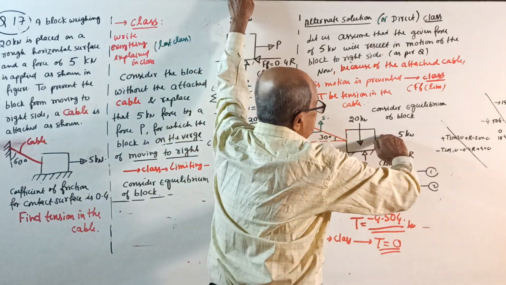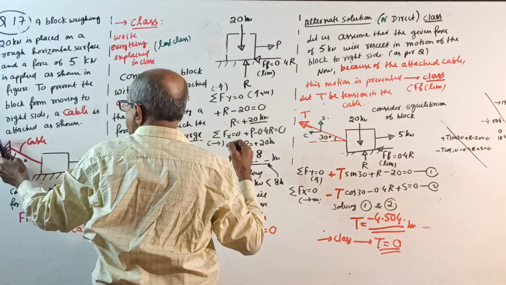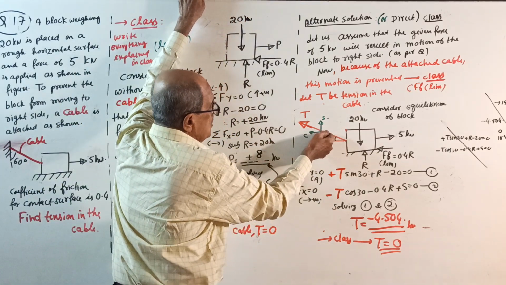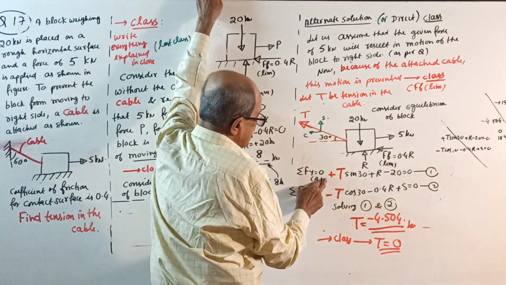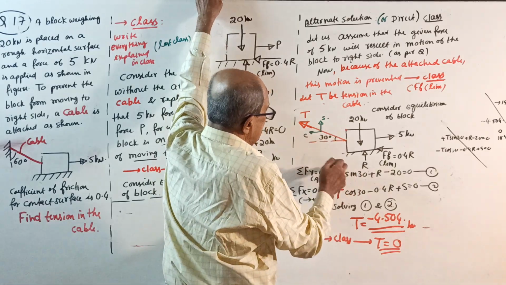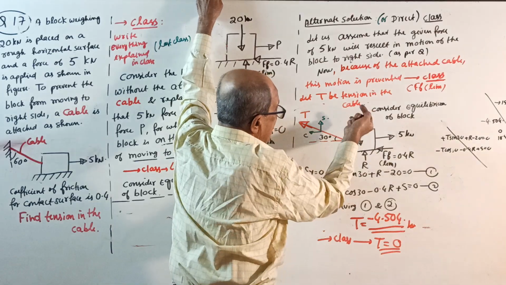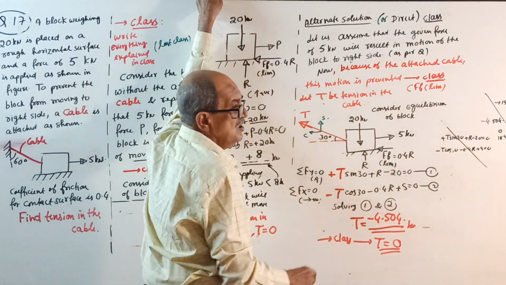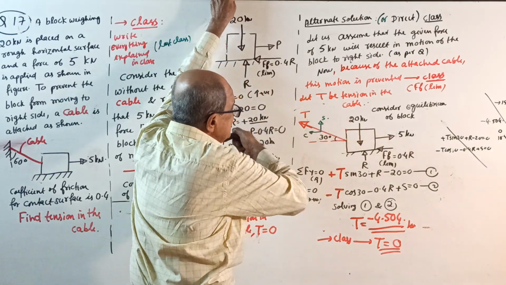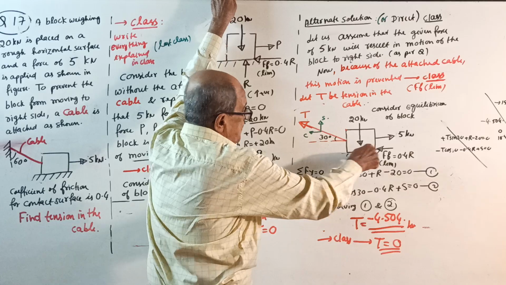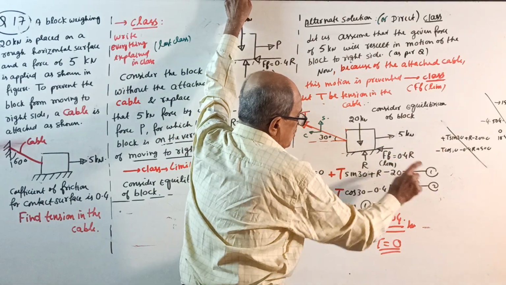Now, the equilibrium. Tension T, this is 60 degrees, which means 30 degrees here. Cos, sine. Everything is clear here. Start: sigma Fy equal to 0, taking upward positive. I will start from T. T sin 30 plus R minus 20 equal to 0, equation number 1. Sigma Fx equal to 0: minus T cos 30 minus 0.4 R plus 5 equal to 0, equation number 2.